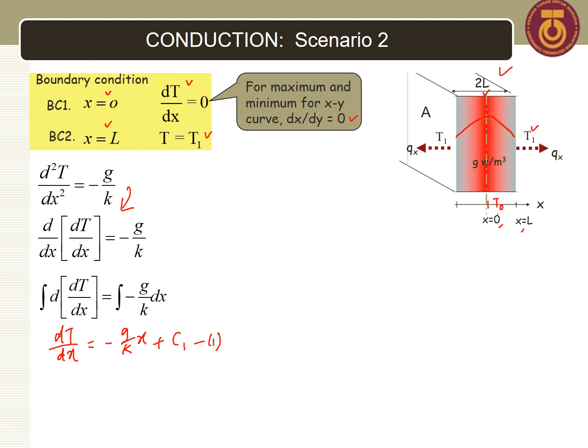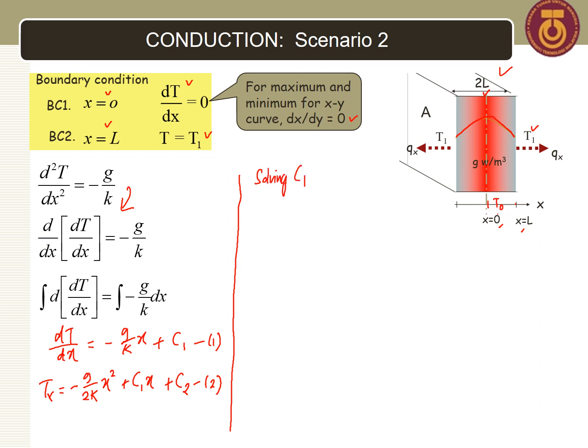Then let's integrate for the second time. When we integrate both sides for the second time, this is what we get: T equals negative g over, here we have x already so it's x squared, then 2k, plus c1 x plus another constant, let's term it c2. Let's term this equation number 2. And we need to solve for the two constants c1 and c2.